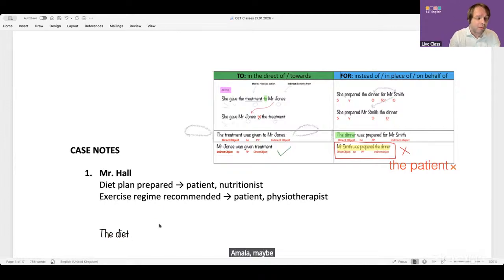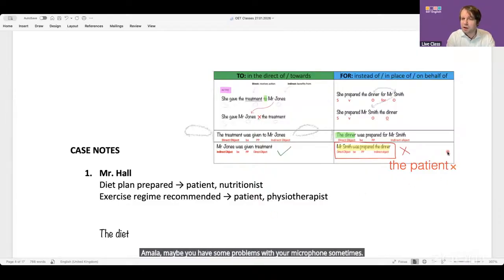Amala, maybe you have some problems with your microphone sometimes. Wahid, do you want to try this? Murad.